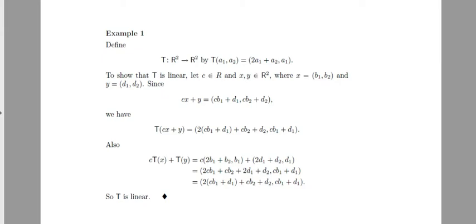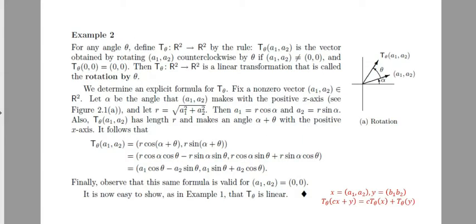So you have x, you have y, calculate cx plus y, that will be cb1 plus d1 comma cb2 plus d2. So T of cx plus y is this element: 2 times (cb1 plus d1) plus (cb2 plus d2) comma cb1 plus d1, and we calculate c times Tx plus Ty. Since both T of cx plus y and c times Tx plus Ty are the same, this T mapping is a linear mapping.